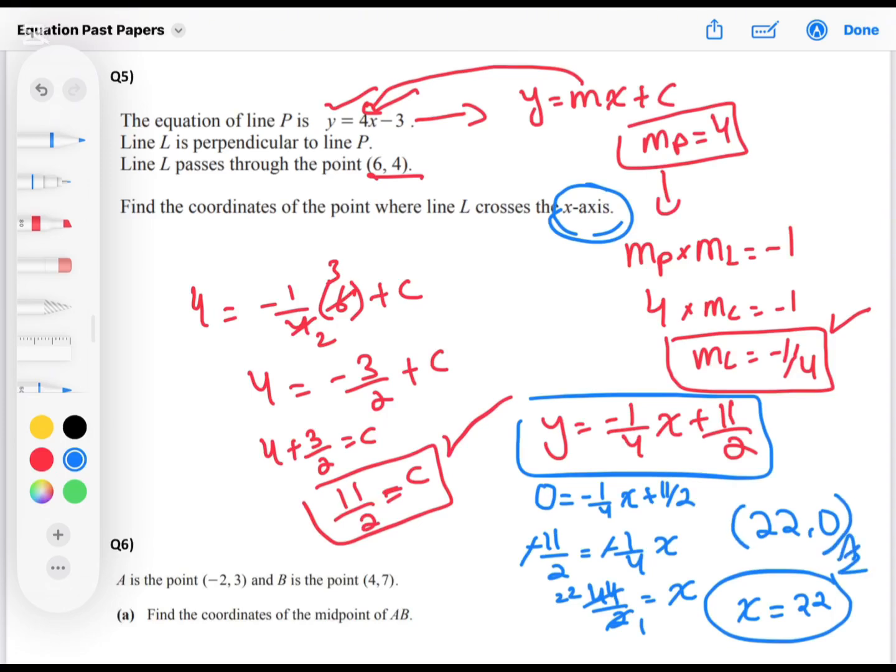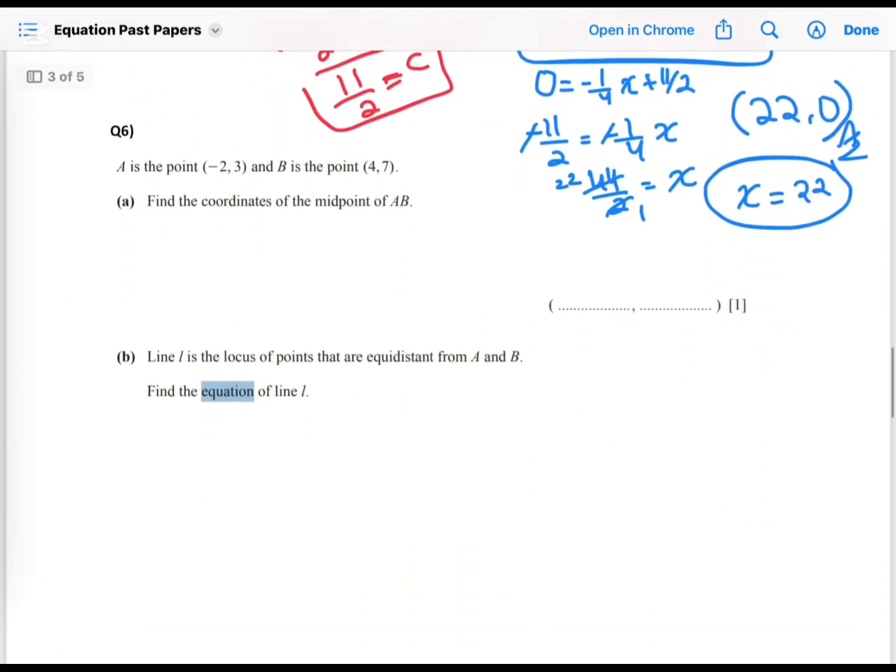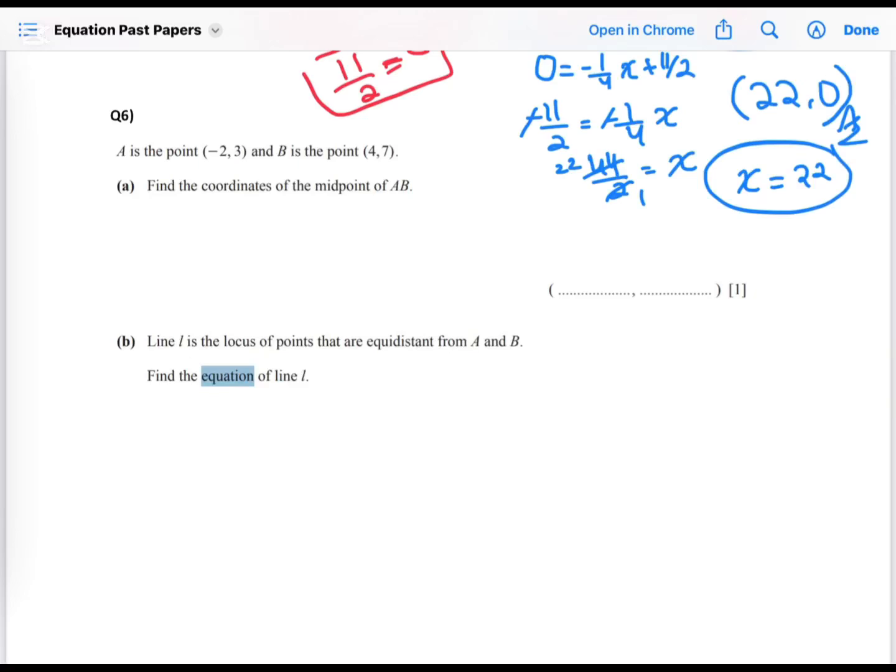Okay, that's it. Now this is the same type of question, you have to try this one. A and B are points given, find the coordinates of the midpoint. We know how to find the midpoint, we already did this type. In the second part, line L is the locus of a point at equidistance. It's the same concept, don't worry about the word locus. We need to find the equation. That's a simple thing.